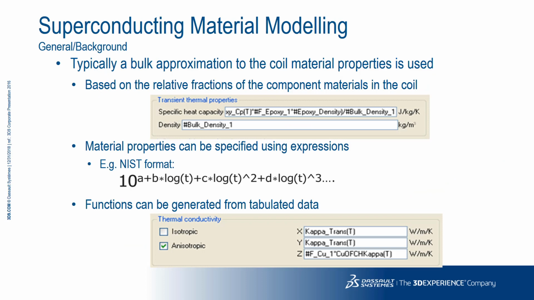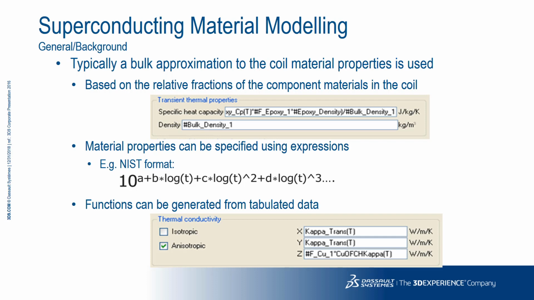Instead, in system modeling, we typically use a bulk homogenized approximation for the coil as a whole, based on the relative fractions of the component materials in the coil. We can use expressions from theory or tabulated data taken from measurement. Here we look at the thermal properties, which are very anisotropic, so the bulk approximation needs to accurately represent the winding, not just as a single bulk value, but typically in both the direction of current flow and perpendicular directions.